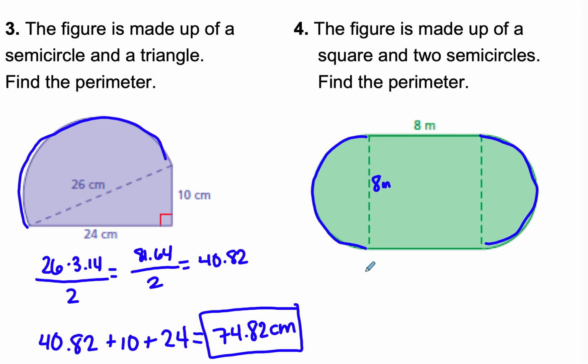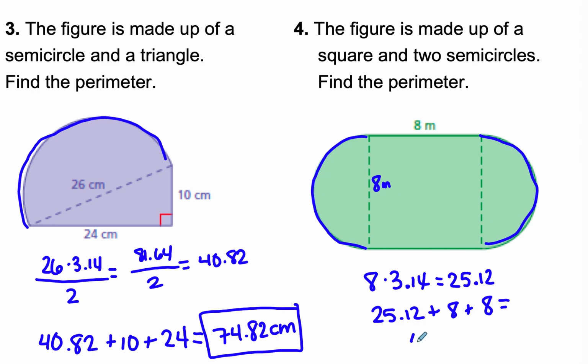So I'm going to do pi times diameter. So I'm going to do 8 times 3.14. And when I do 8 times 3.14, I get 25 and 12 hundredths. Then I need to add in my 2 straight sides, 25 and 12 hundredths plus 8 for the top, plus 8 for the bottom. That's going to give me a total answer of 41 and 12 hundredths meters.